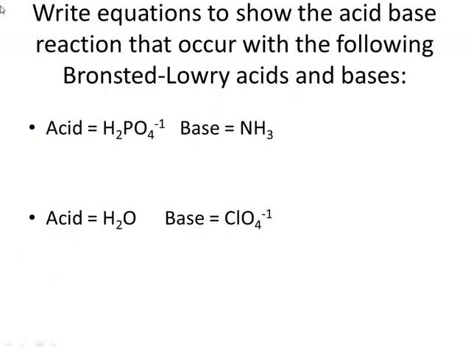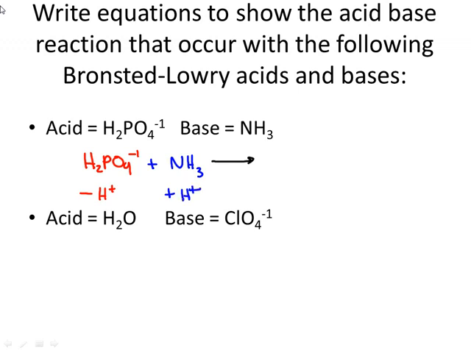Next, let's write equations to show the acid-base reaction that occurs with the following Bronsted-Lowry acids and bases. So we know that our acid is H2PO4 minus, and we know that the acid will lose a hydrogen. And our base is NH3. So if my base picks up a hydrogen, then I should be losing a hydrogen from my acid. So losing an H plus here and gaining an H plus on my NH3.